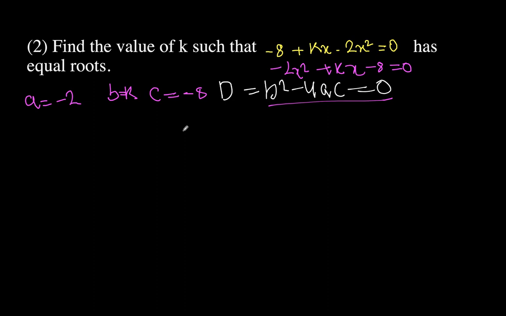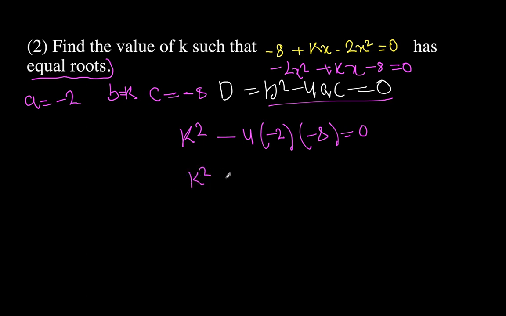So let's find b square, which is k square, because b is your k, minus 4, a is your minus 2, and c is your minus 8, and this has to be 0 because they have already said equal roots. Okay, now k square, so let's calculate 4 times 2 times 8 will give you 64.